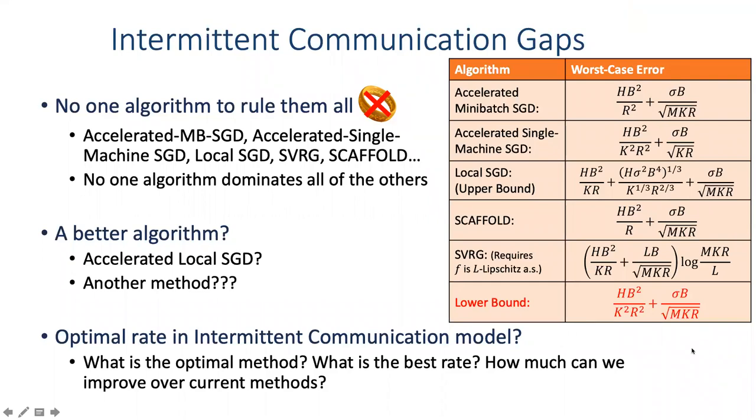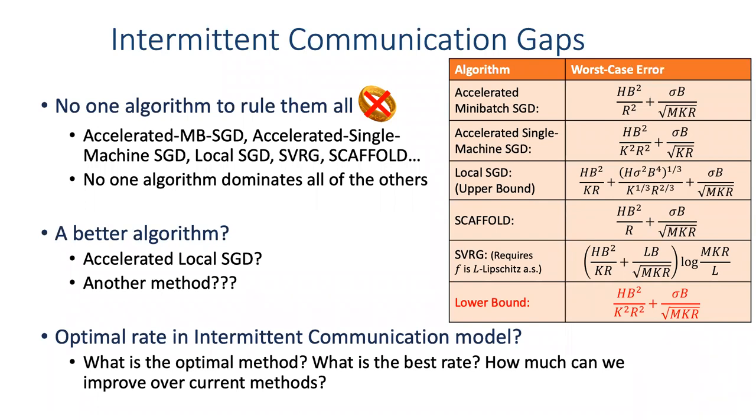So can you repeat why the first term of accelerated mini-batch SGD is not the optimal one? Right, so accelerated mini-batch SGD is only doing one update per round of communication. So it's only getting the R squared in the denominator. Yes. Right. Okay, thanks.